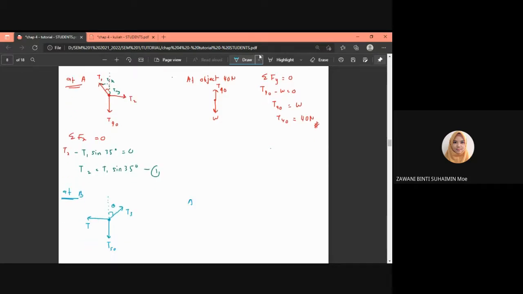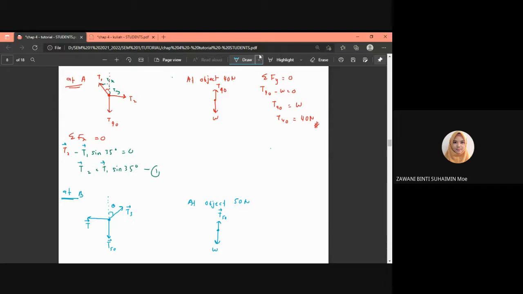So at the object, 50 Newtons, our free body diagram is the same: weight downwards, and then we have tension upwards, T50. I forgot to put the heads on. Need to put the heads on, I forgot them all.